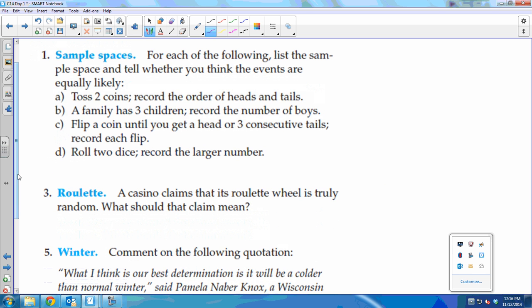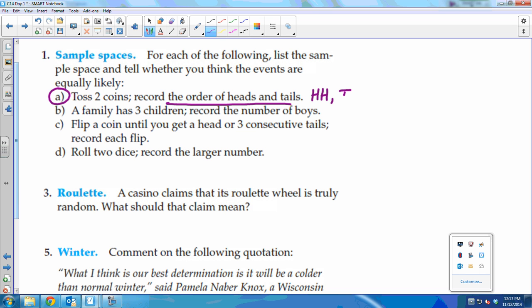So the first one, we're talking about sample spaces. Again, sample space is just all the possible outcomes. It's getting you to think about some things we're going to do with probability tomorrow. For the first one, we're just writing out the sample space. We're going to toss 2 coins and record the order of heads and tails. So what are the possible outcomes?